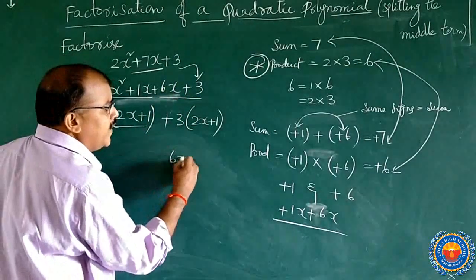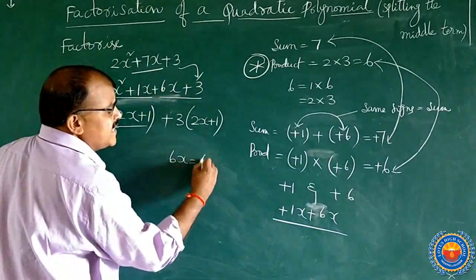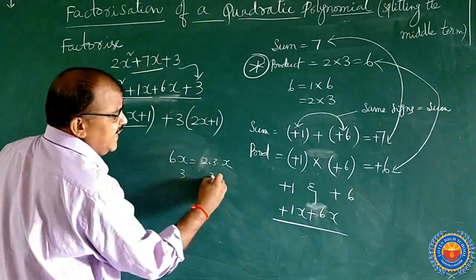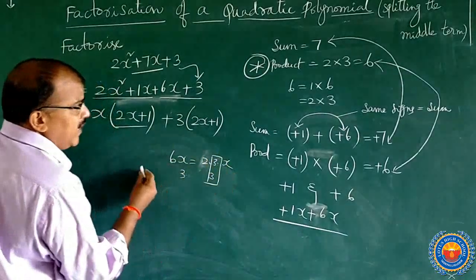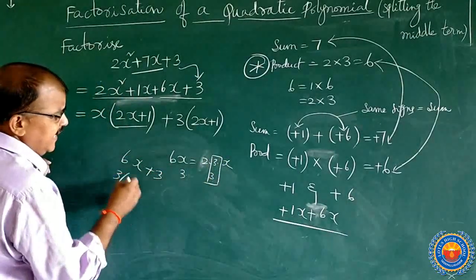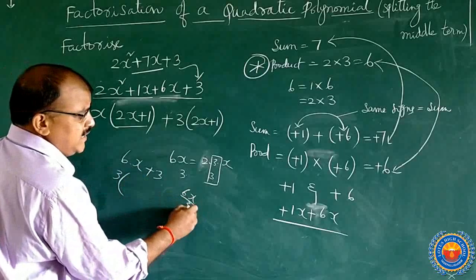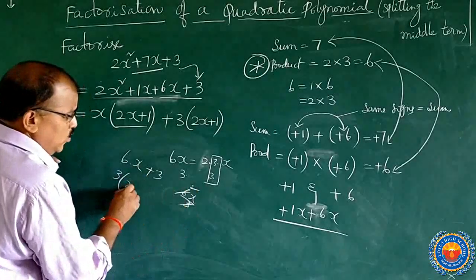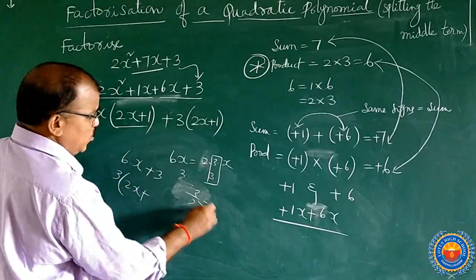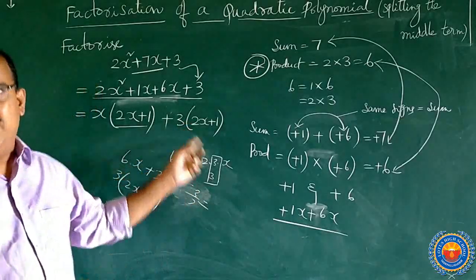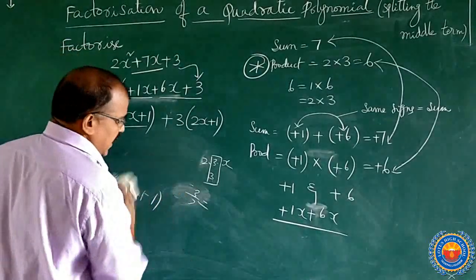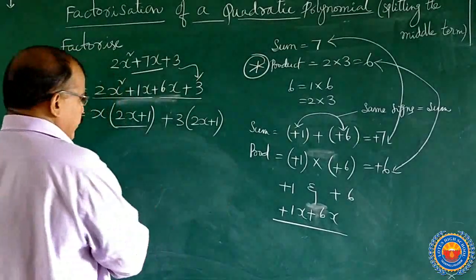Otherwise, that one also you can go for factorization. 6x is 6 into x, and 3. That's why 3 is the highest common factor. 6x plus 3, highest common factor is 3. 6x by 3 is nothing but 2. That's why 2x plus 3 by 3 is equal to 1, plus 1. Anyhow we got the same. Instead of that, better you can adopt like this. Both are same. So carefully you do.